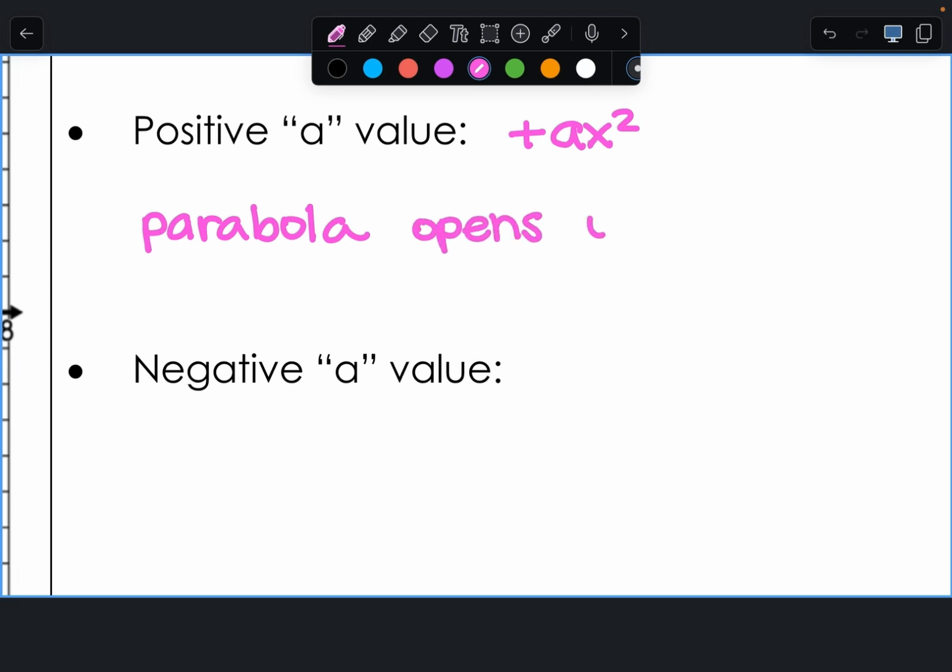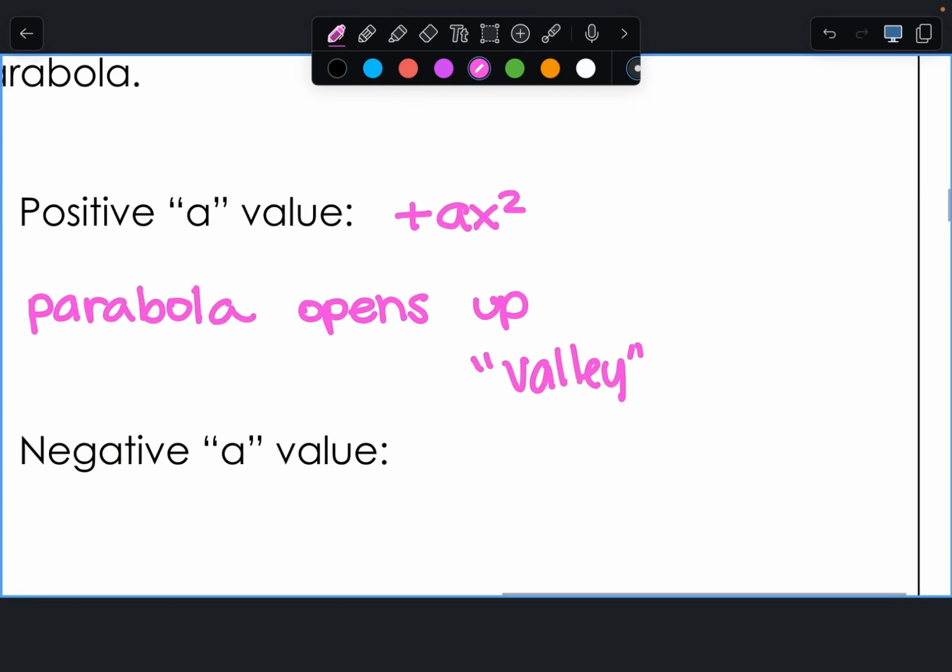Opens up, meaning it's going to create a valley. Does everybody know what a valley is? Because somebody in first period didn't know. Yeah, it's the thing that a river makes after a long period of time. You go down in the valley. That's a valley. Okay. So it makes your U shape.